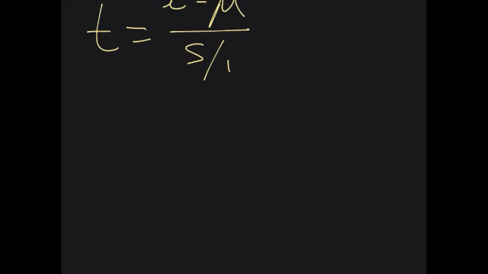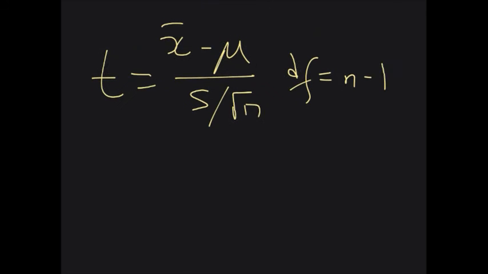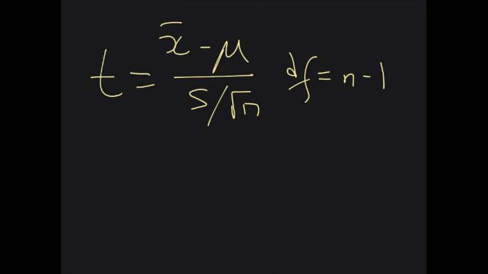However, technically speaking, the correct formula to use is t is equal to x bar minus mu over s over the square root of n, with degrees of freedom of n minus 1. Okay? That's what you need to be using.